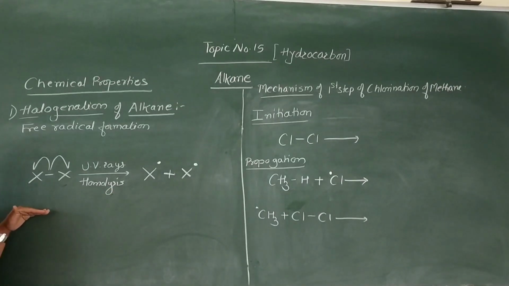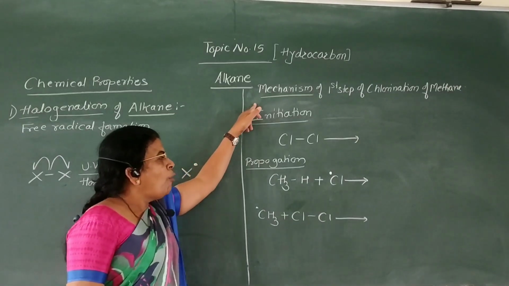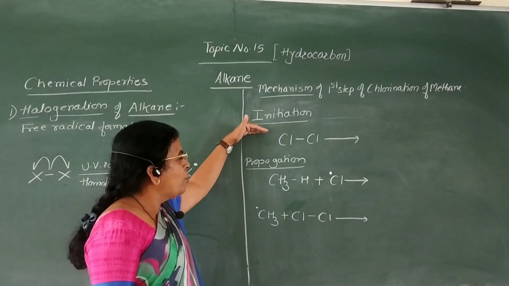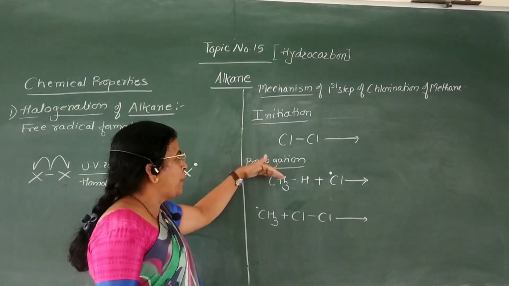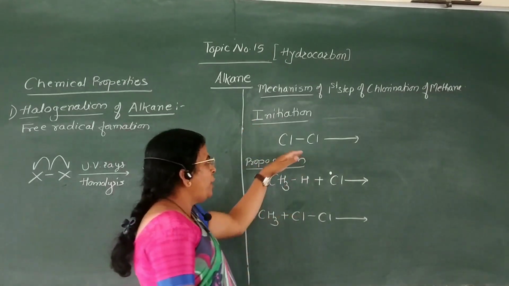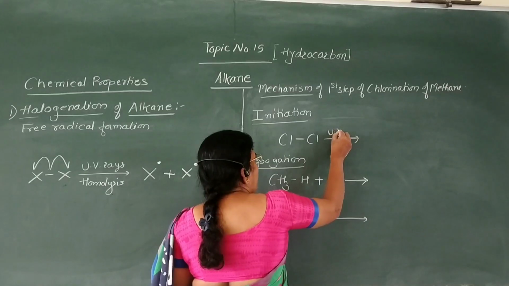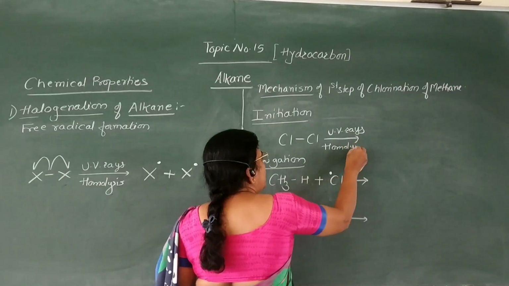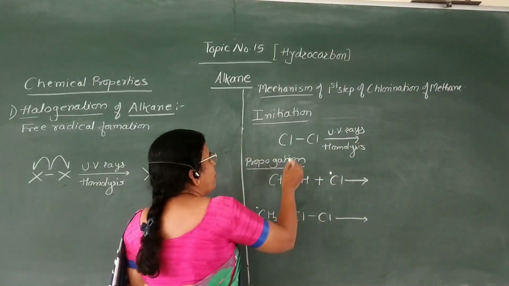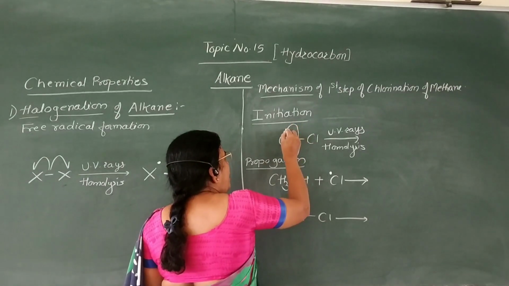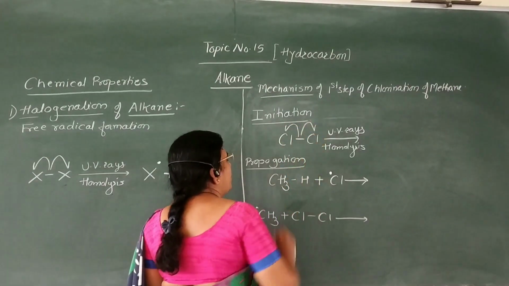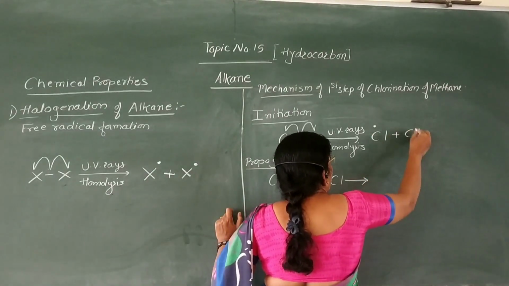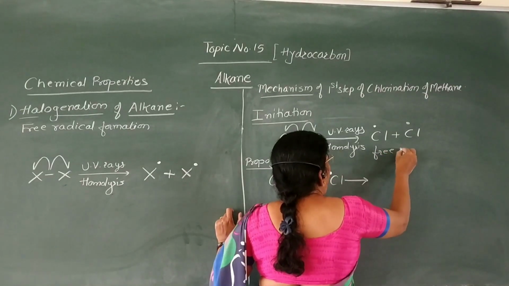Now we are going to see the free radical mechanism of the first step of chlorination of methane. Now it is carried out in two steps. First step is initiation. Now here this chlorine molecule in ultraviolet rays undergoes homolytic bond fission or homolysis. And when homolysis is carried out, equal distribution of this bonded electron pair takes place between two chlorine atoms to form free radicals of chlorine. Now these are the free radicals of chlorine.